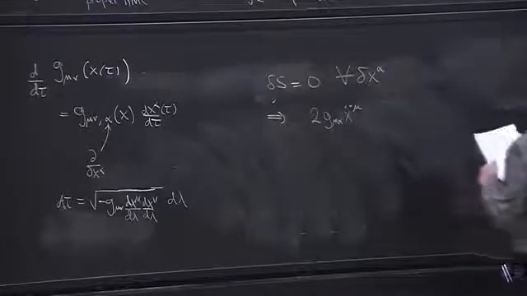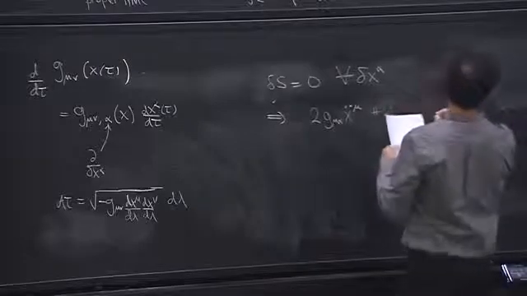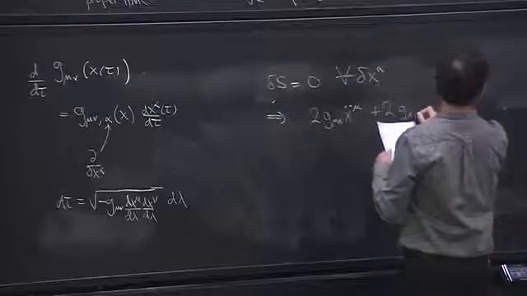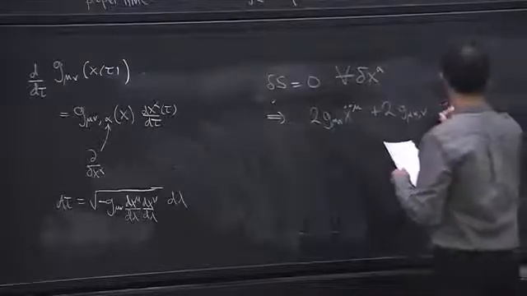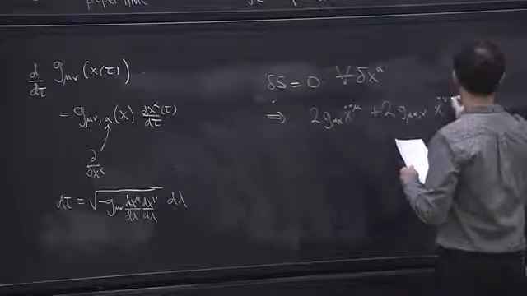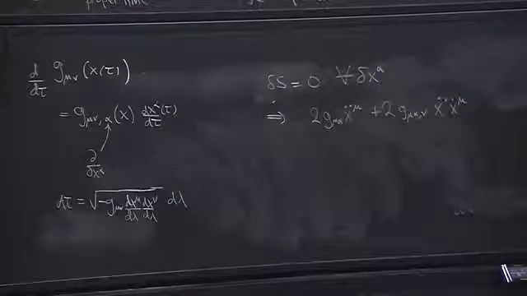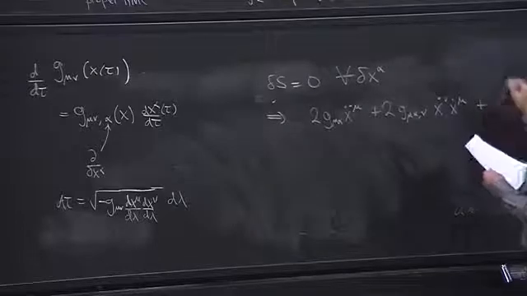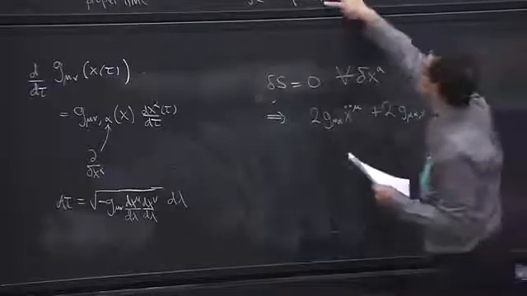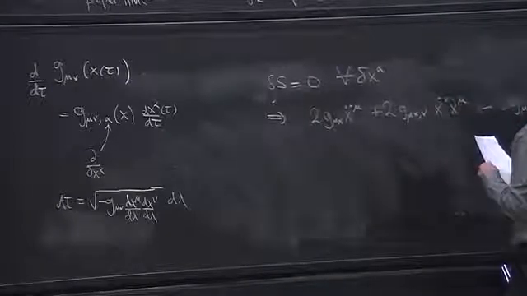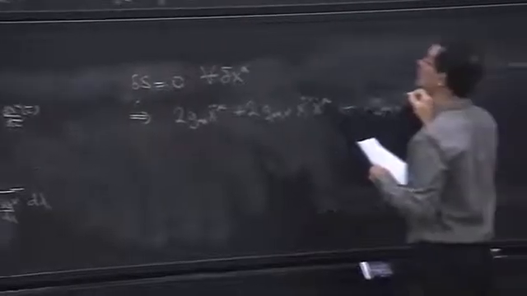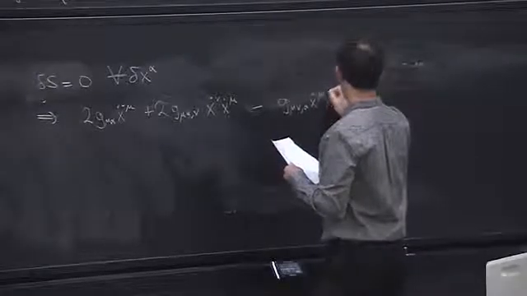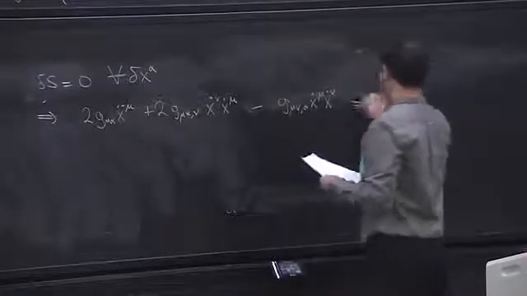And then the next term I've got is plus 2 g_μν,α... sorry, 2 g_μα,ν ẋ^ν ẋ^μ. That's from here. So again, I changed nu to alpha and alpha to nu. And then the last term is this one, minus g_μν,α ẋ^μ ẋ^ν, equals 0.